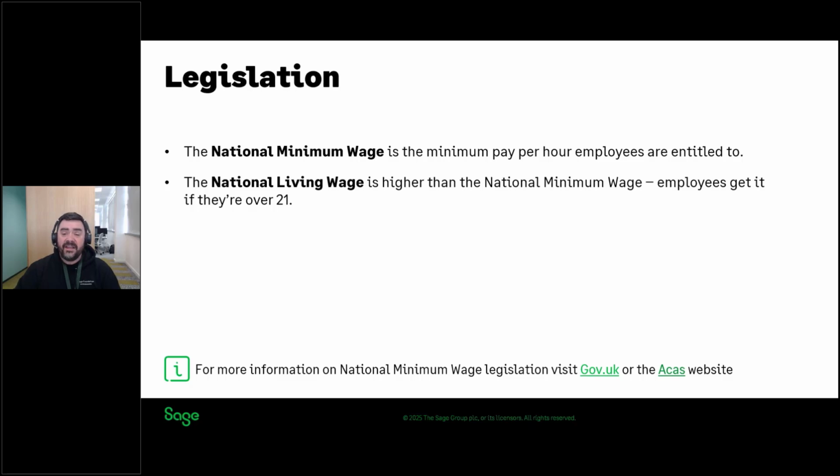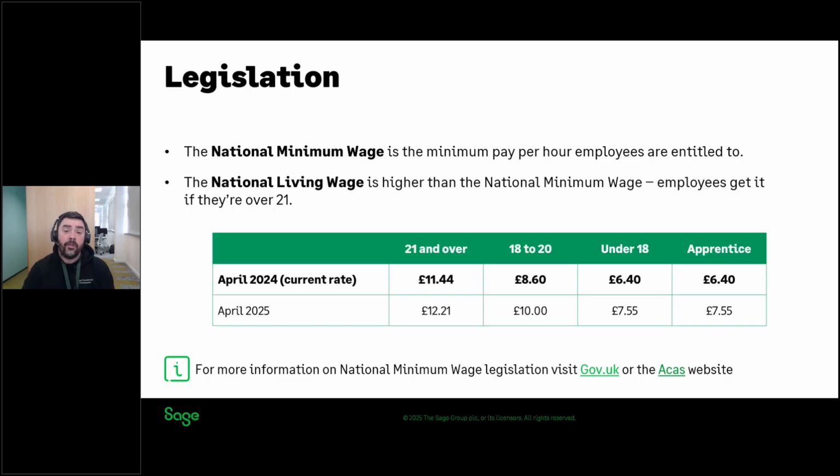So let's take a look at these minimum hourly rates. So I've got the current rates on the slide here and also the upcoming rates, which will take effect from the 1st of April. So currently, for employees aged 21 and over, the minimum hourly pay is £11.44 per hour. That's the national living wage. And then minimum wage for 18 to 20s is £8.60 per hour. And for under 18s and apprentices, it is currently £6.40 per hour. Now, the apprentice rate does apply to apprentices who are under 19 or who are in their first year of apprenticeship.